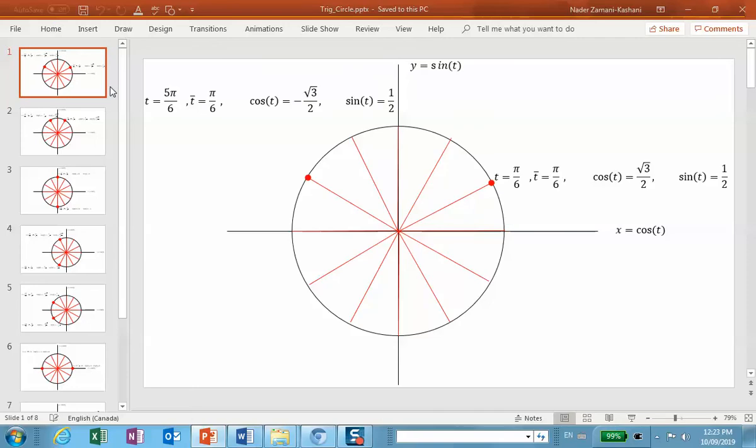Here's the problem. It says to look at the point that's given here on the right hand side, and this point corresponds to the parameter t equal to pi over 6. What we're supposed to do is write the exact value for the cosine and sine of t, without using our calculator, obviously.